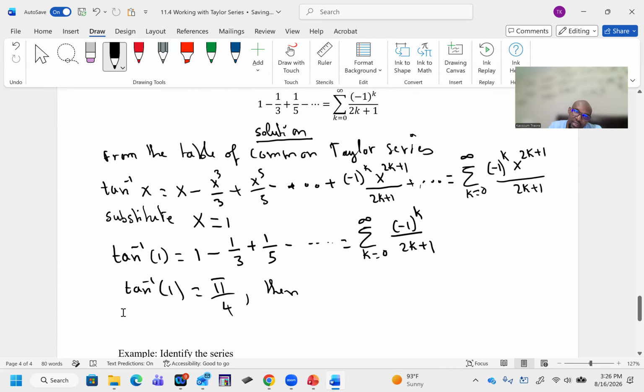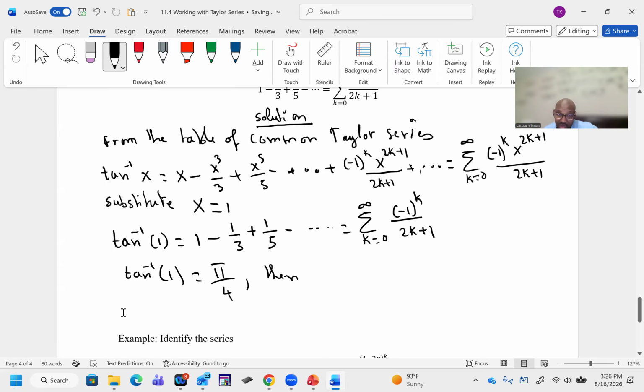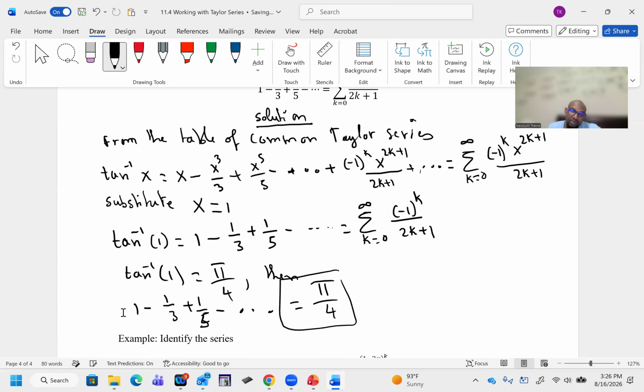Then we will set what? 1 minus 1 divided by 3 plus 1 divided by 5 minus and so on will be equal to pi divided by 4. And that's it.